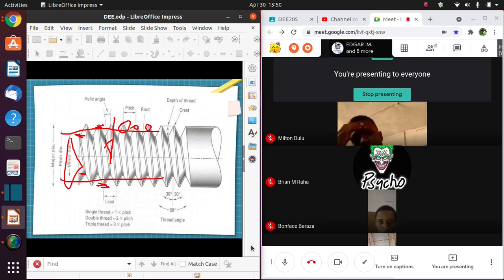Now I will play a video so that we can see how these threads are usually made in the workshop. Yeah, I've mentioned the term lathe machine, so I am sure by now we are familiar with how it looks like. So please let me know whether it is clear and whether we can be able to see it.